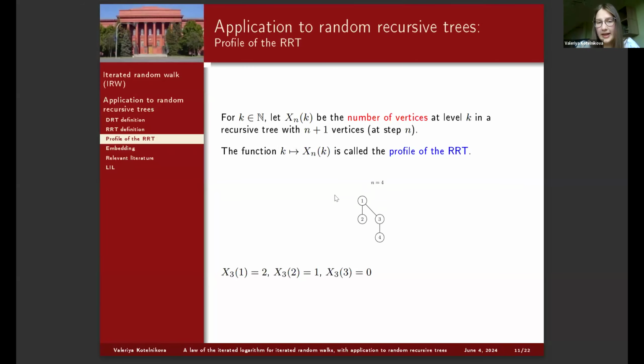And we can calculate the profile for such a recursive tree. We write here index 3 to show that the tree has 3 plus 1, that is 4 vertices. At the first level, the value of the profile is equal to 2. We have there 2 vertices. At the second level, we have 1 vertex. And at the third level and further levels, we have 0 vertices.